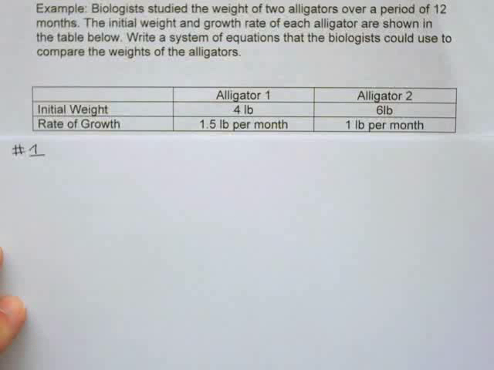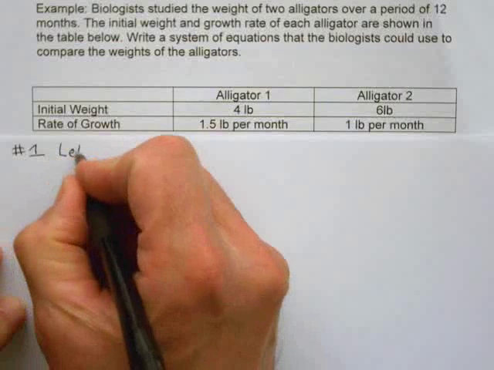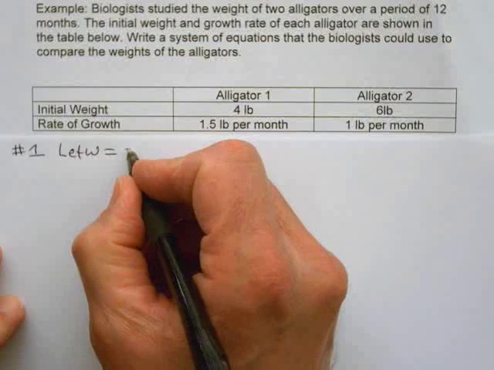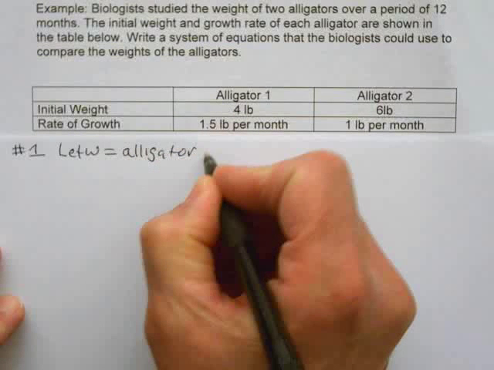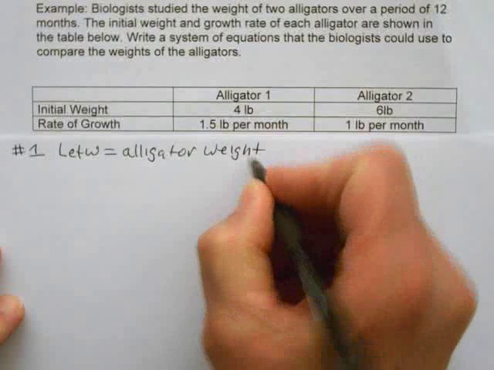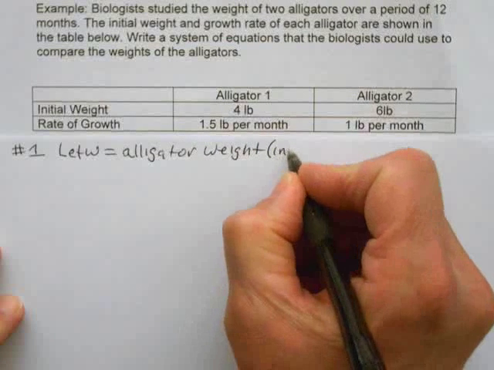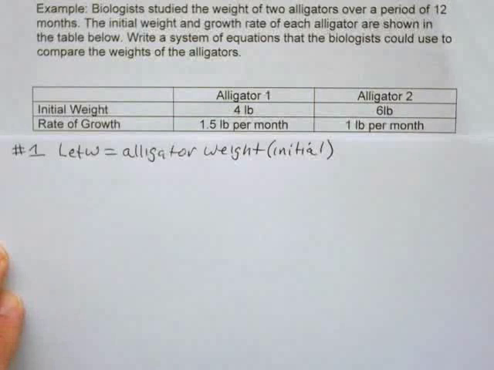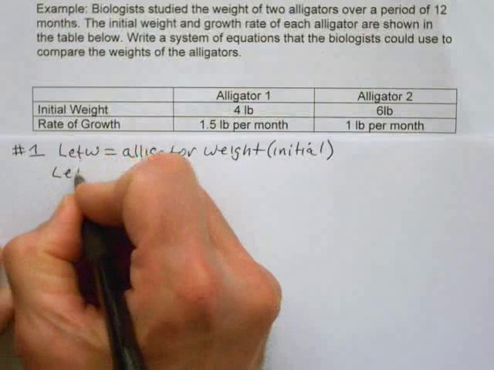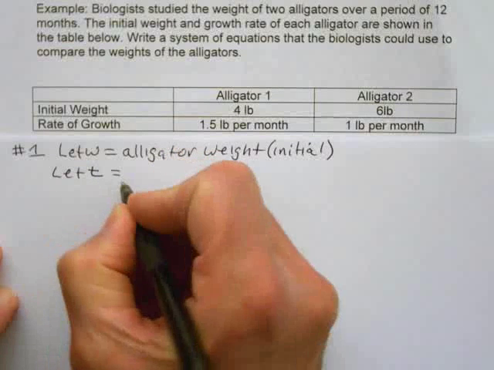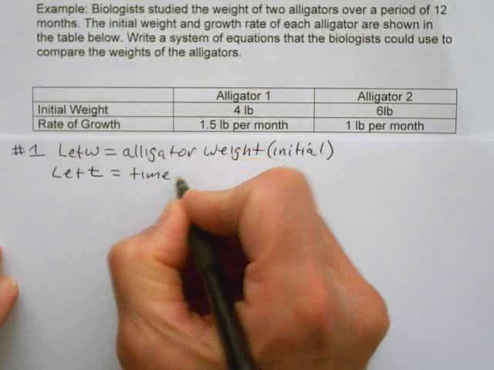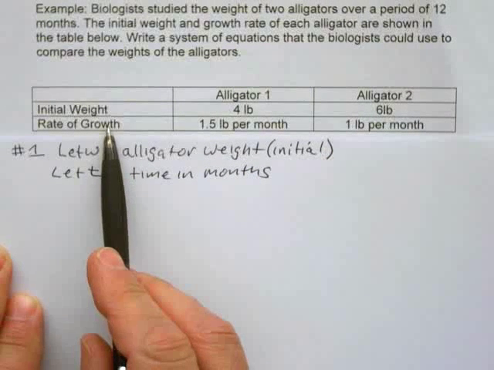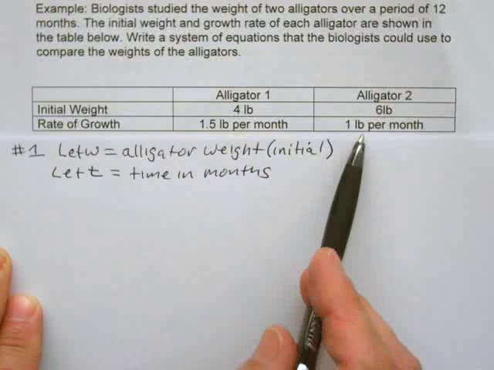And for both of these equations, why don't we say let W equal the alligator weight. And why don't we put this as the initial alligator weight? How about that? So in other words, initial is what they started with. And why don't we let T equal time in months. And the reason I picked months is because their rate of growth, I could see here, is in months, right? It's 1.5 pounds here and 1 pound here.